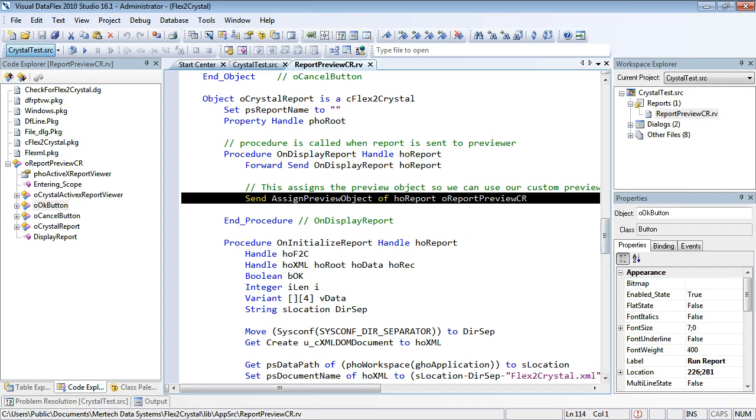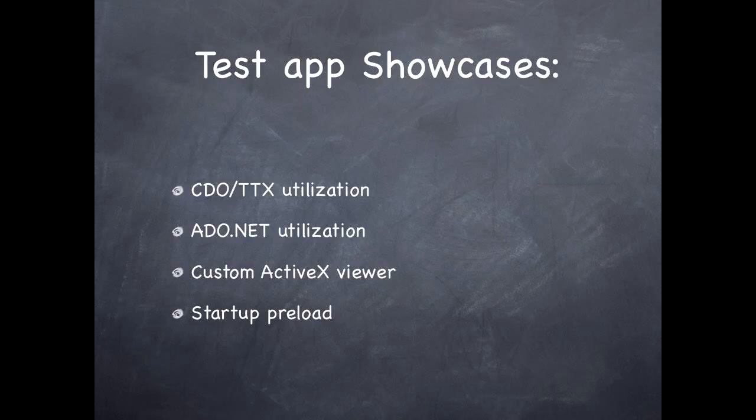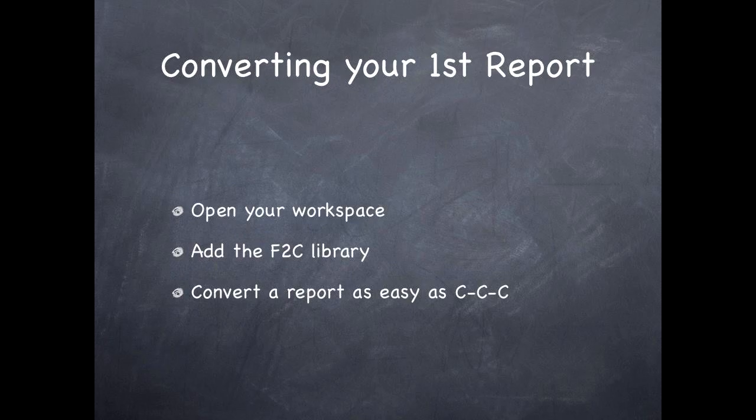So let's switch back over here, presentation. And next up, we're going to actually convert our first report in a different workspace. So after we open up the workspace, we have to add the Flex2Crystal library into that workspace, and then we're going to do a real simple conversion using search and replace and just a couple of tiny edits and we'll be done. Let's go over and convert a report.